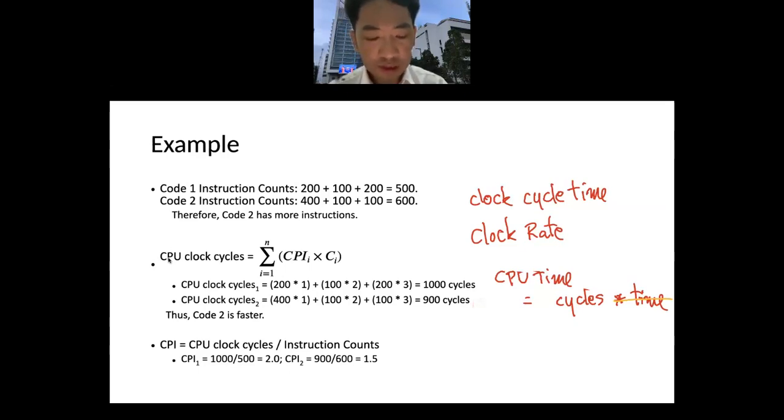And the last question asks about the average CPI. Average CPI can be calculated by using the number of CPU clock cycles divided by the number of instructions. So here it is 1,000 over 500, and we get 2 for code number 1. And CPI for code number 2 is 900 over 600, which is 1.5.